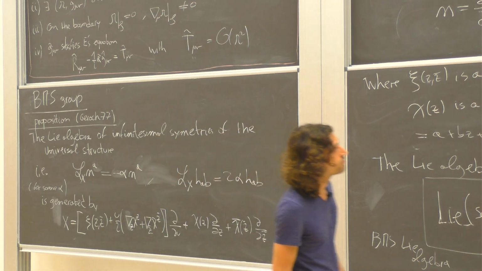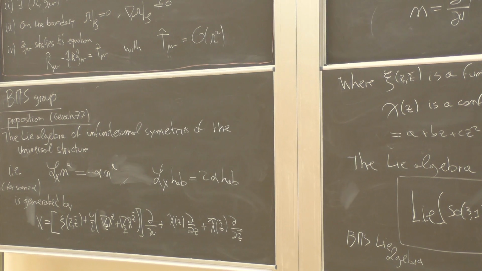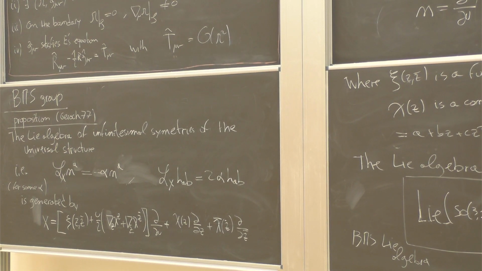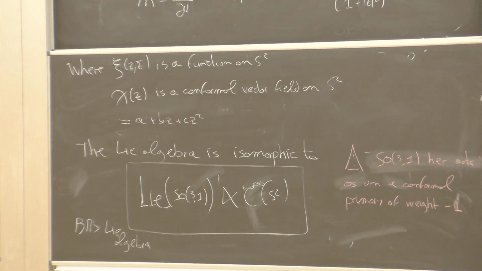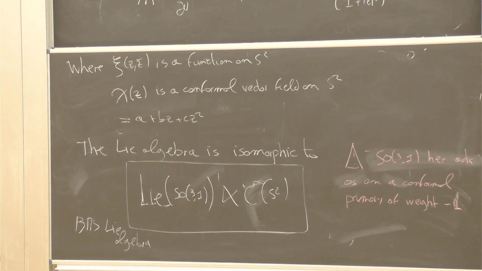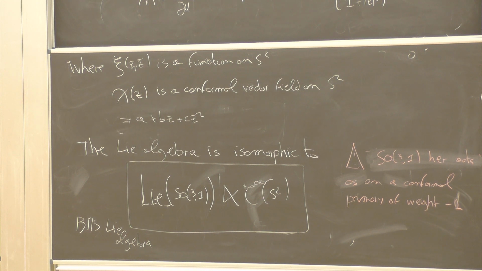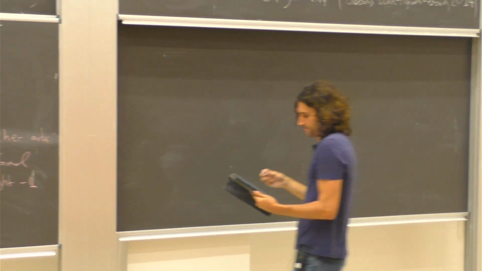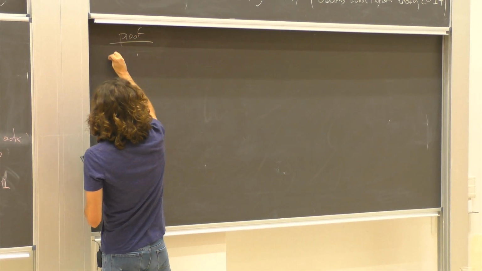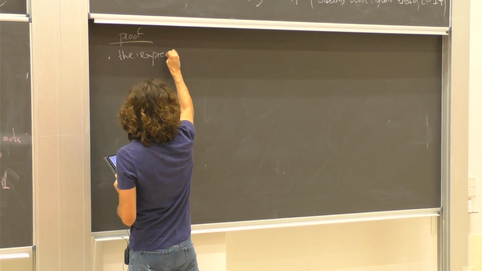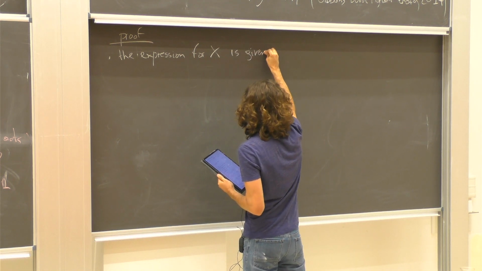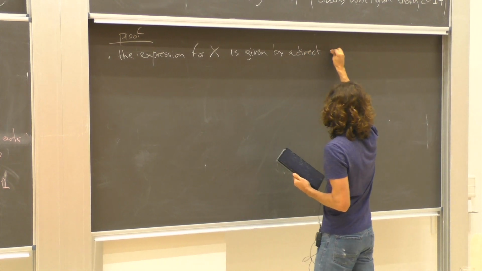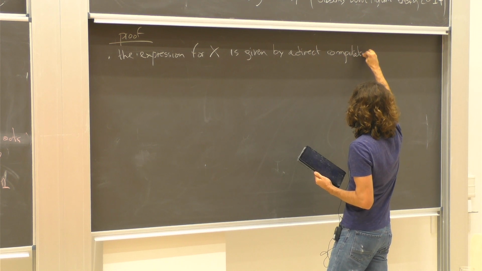So maybe a bit of what is going on, a bit of the proof. In this coordinate system, the proof is just a direct computation. Just compute this Lie derivative and see what it imposes. But I want to write down the Lie algebra because I have to at some point write it down. So the proof is that the expression for x is given by a direct computation in the adapted coordinates.